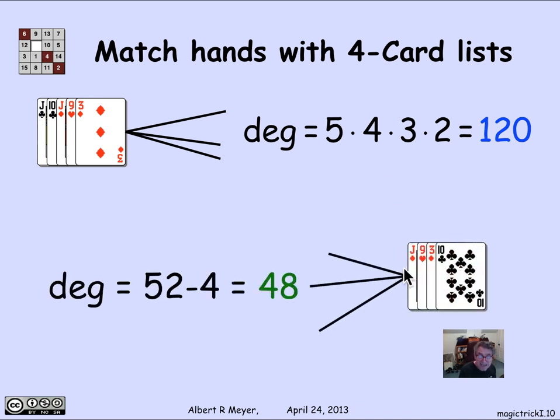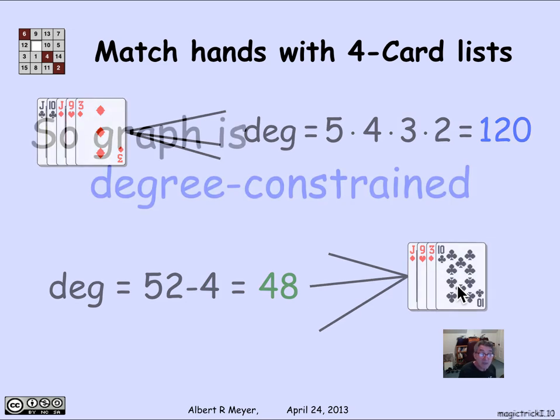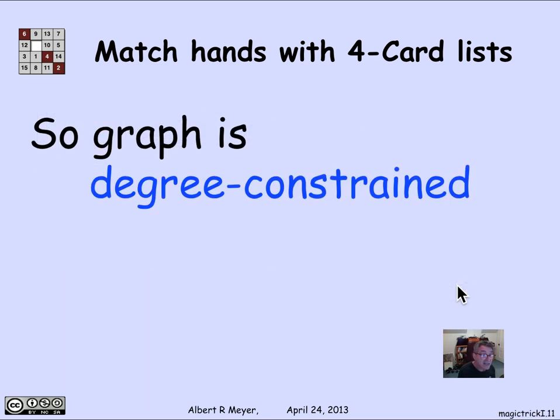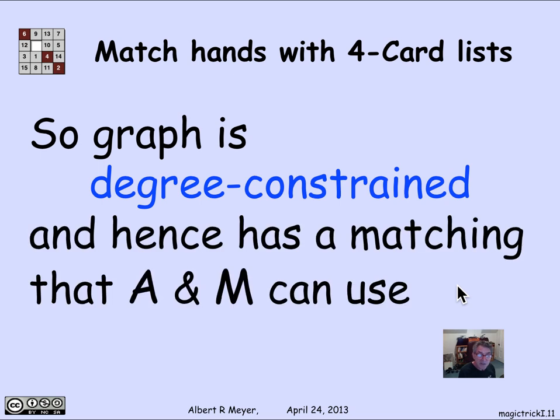What's the in degree of a four card list? Well, once I have these four cards, what is unspecified is the fifth card. This four-card sequence has to come from a hand with those four cards, and the fifth card might be any one of the remaining 48. So the in degree of every four-card list is 48, and that means that we have a degree-constrained graph. There's got to be a matching, and that's why it's possible for the magician and the assistant to do this trick. There's only one problem.